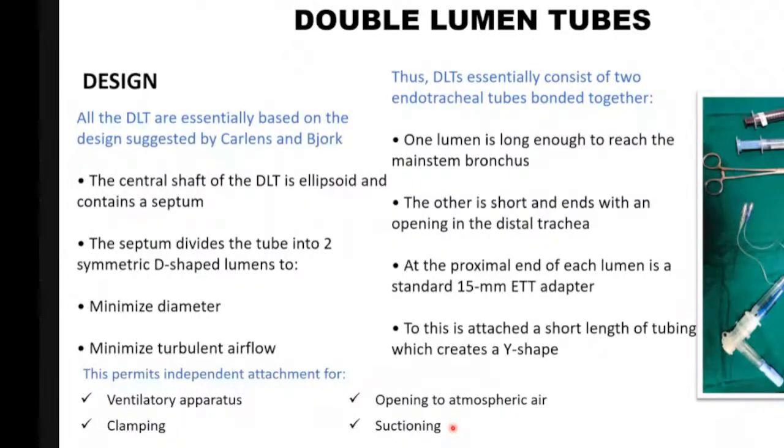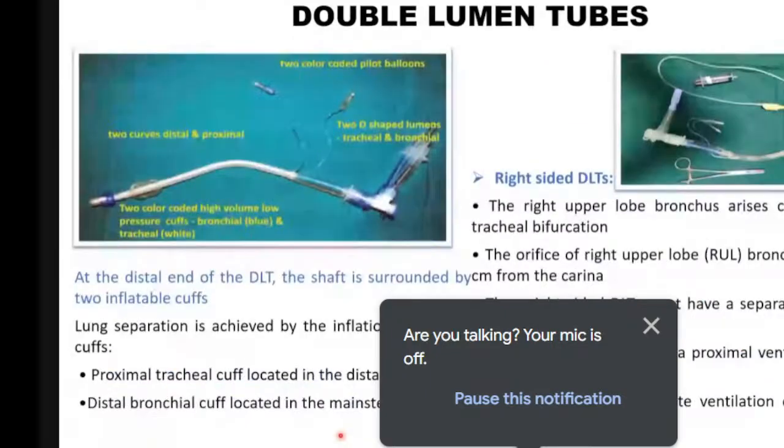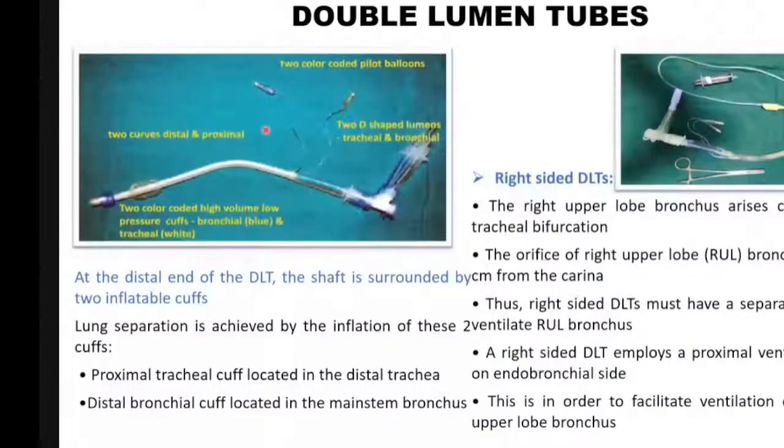the suctioning. Now coming to the double tubes, at the distal end of the DLT, the shaft is surrounded by two cuffs. Lung separation is achieved by these two cuffs. The proximal tracheal cuff is located in the trachea, and the distal cuff in the mainstem bronchus. About the right sided DLT, the bronchial cuff lies close to the tracheal bifurcation. The orifice of the upper lobe bronchus is around 1 to 2.5 centimeter from the carina, the right upper lobe bronchus.